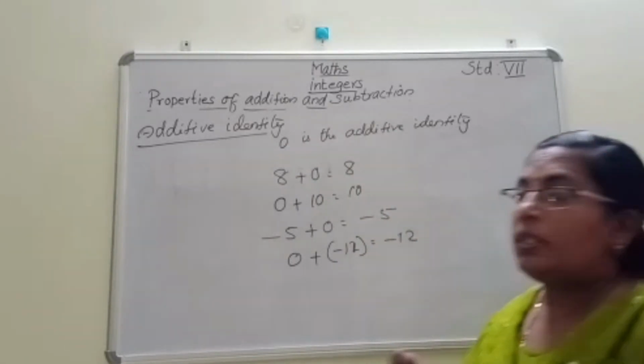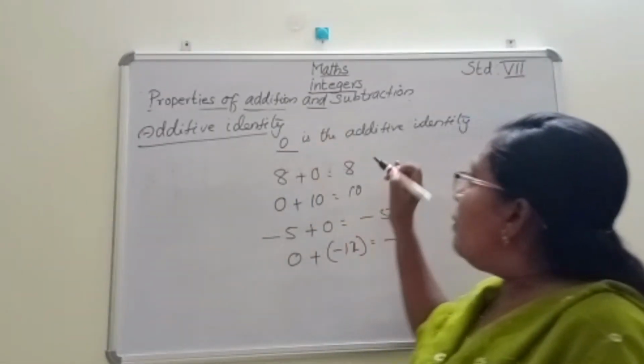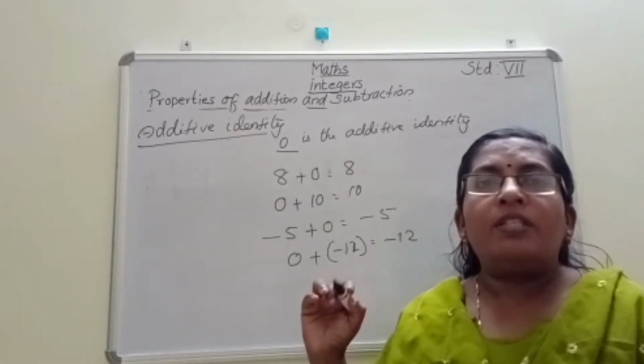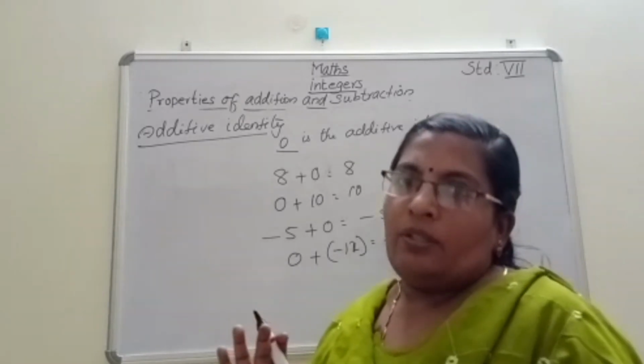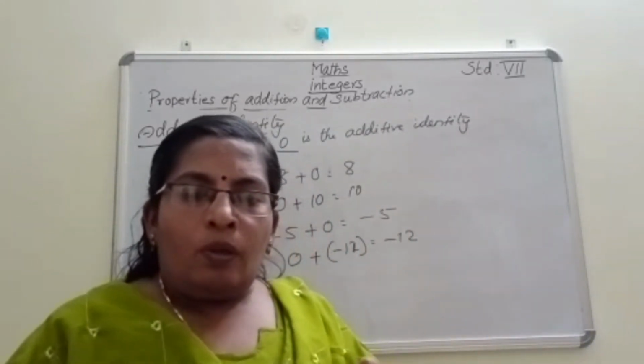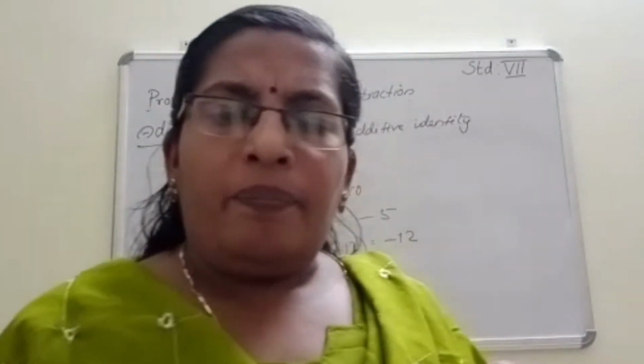This is the one word question. Dash is the additive identity. Which is the additive identity? 0 is the additive identity. So listen here. What are the properties?